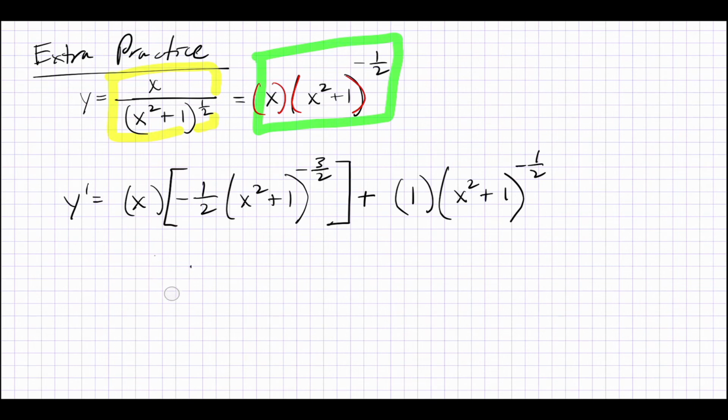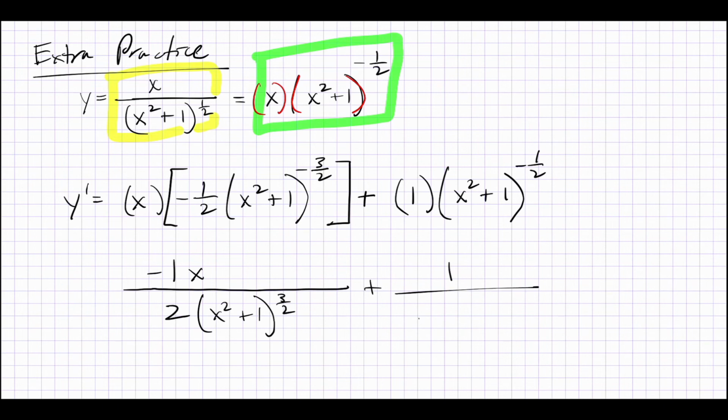Actually, you know what? Let me do it this way. Negative 1x, 2 on the bottom, and then I'm going to have this guy on the bottom. Okay. Over here, I'm going to have 1 on top, and I'm going to have this guy on the bottom. Okay. Done.